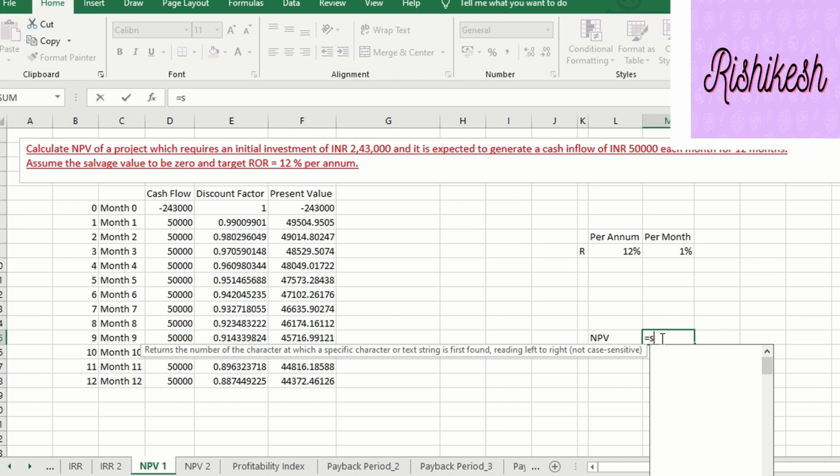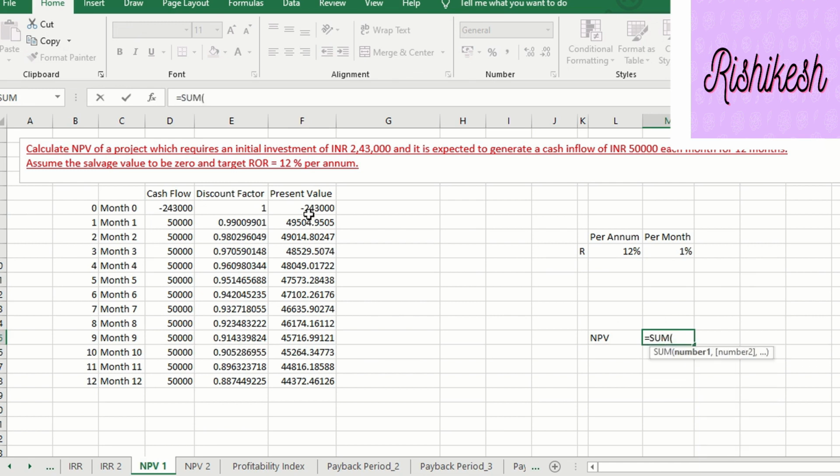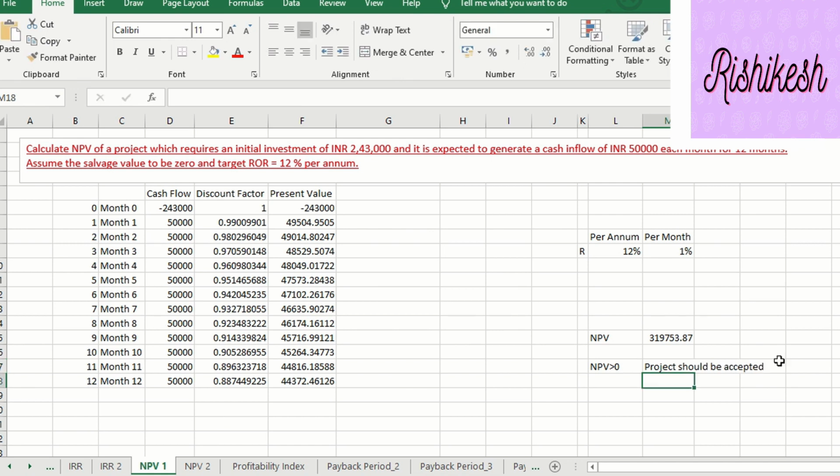We got the present value of all the cash flows which are there. And NPV is nothing but the sum of all the cash flows. So we will just sum it up, and once we sum it up, we get the NPV value as 3,19,753.87 rupees. And this NPV is greater than 0, right? This NPV is greater than 0, and since it's an independent project, this project should be accepted. Since NPV is greater than 0, that is why this project should be accepted.